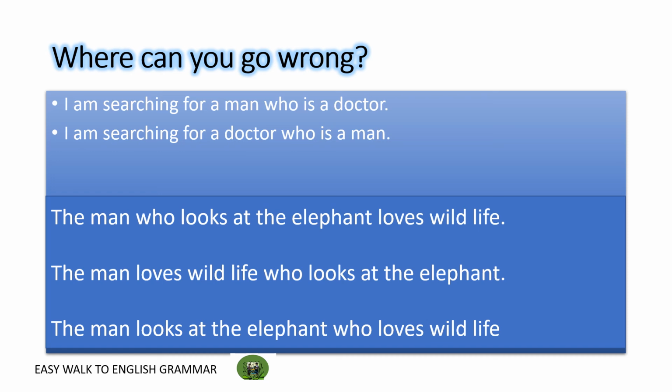In the second sentence, the man loves wildlife who looks at the elephant. Here we get the idea that wildlife is looking at the elephant, and it's an error. When it comes to the man looks at the elephant who loves wildlife, there we get an idea that the elephant loves wildlife, not the man. So it's also an error. So be careful while using relative pronouns. That's my request.